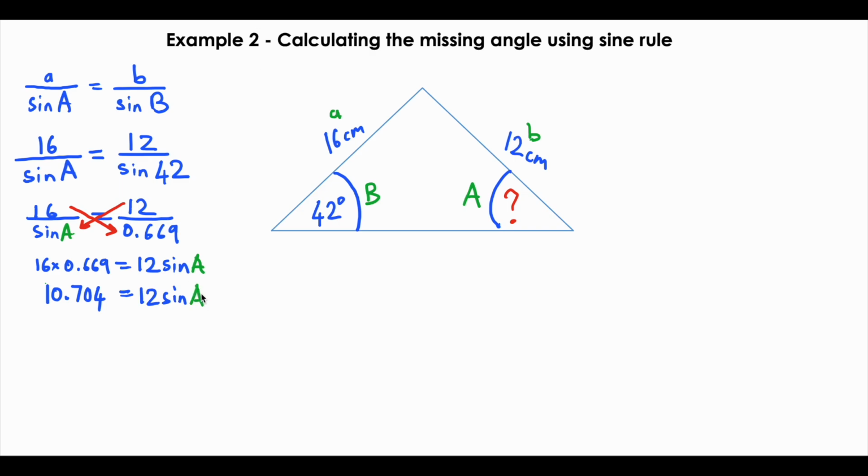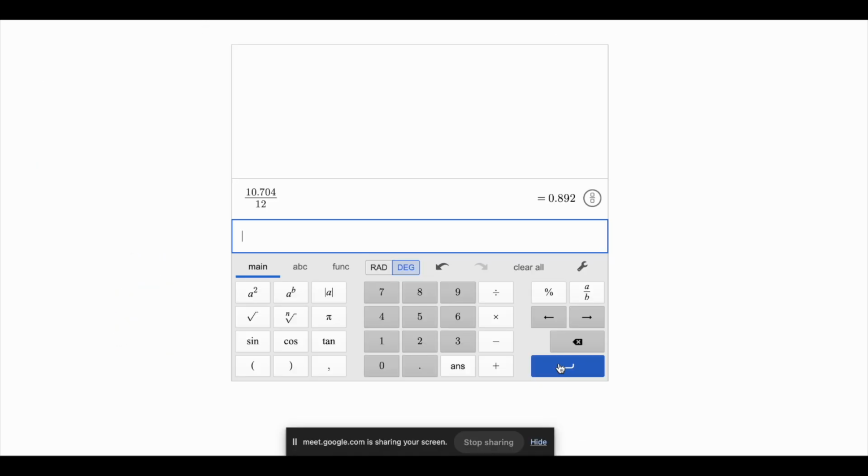Now I want to get sine A by itself. This is the steps that we had to take so far. In order to get sine A by itself, what is being done to sine A? 12 is multiplying. So we have to do the opposite of multiplying, which is dividing. You divide both sides by 12. Once I do that, I'm leaving sine A by itself. So now I can go on the calculator and do 10.704 divided by 12. That leaves me with 0.892.